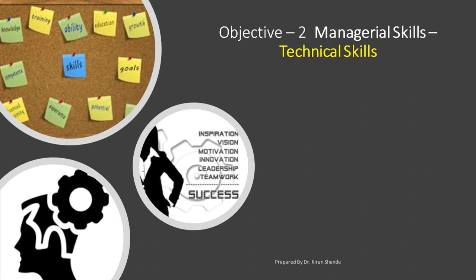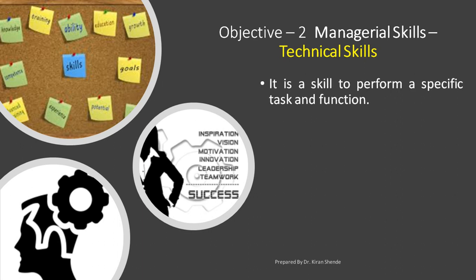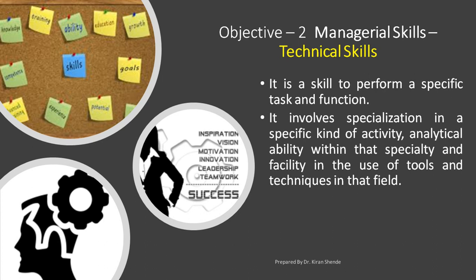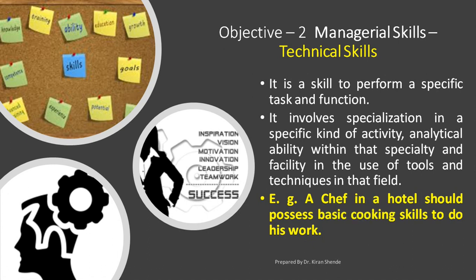Before we understand the functions of management, let us understand objective number 2, that is various skills which are required by a manager. Skill number 1 is a technical skill. You must have seen in the video, the chef is very technically sound and knows his job very well. It is the skill to perform a specific task and a function. Involves activity, analytical ability within the speciality of their own field.